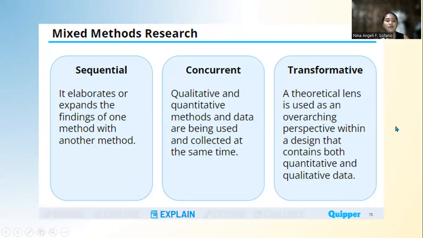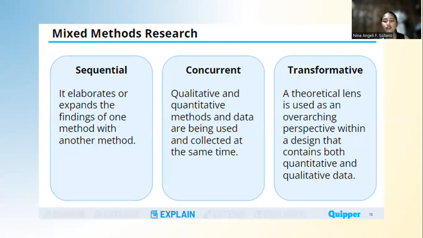So in mixed methods research, first it is sequential. So it undergoes a sequence. It elaborates or expands the findings of one method to the other method. Next is concurrent. Qualitative and quantitative methods and data are being used and collected at the same time. So they can have a survey as well as an interview, okay?